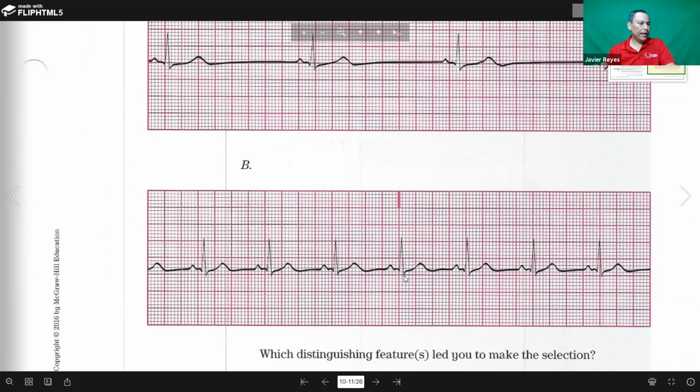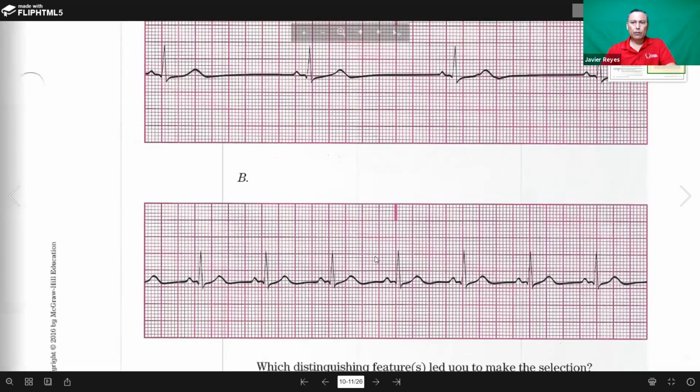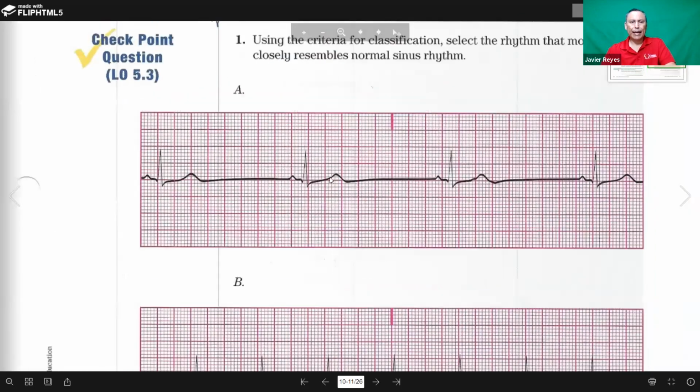So you have a completely normal sinus rhythm here. You have to be able to recognize a normal sinus rhythm so that you can recognize an abnormal sinus rhythm. Okay, so let's look at this one. What is wrong with letter A? It's too long, like the in between the.